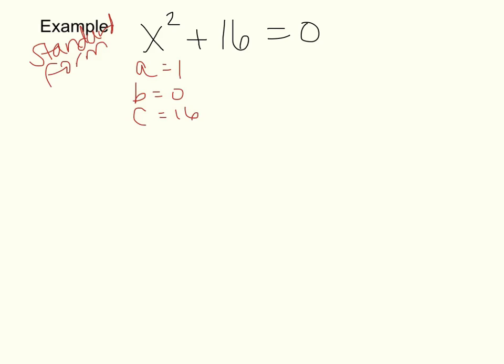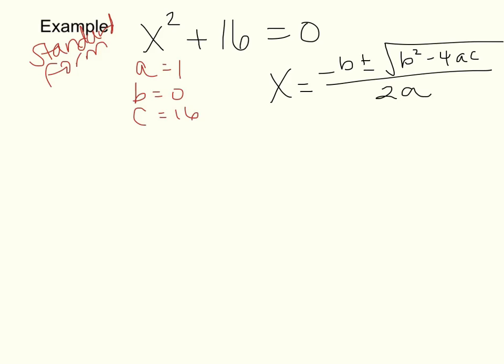And remember that formula, x equals negative b plus or minus the square root of b squared minus 4ac all over 2a. So I'm going to look for my discriminant first, b squared minus 4ac. So b squared, that's 0 squared minus 4 times a times c.